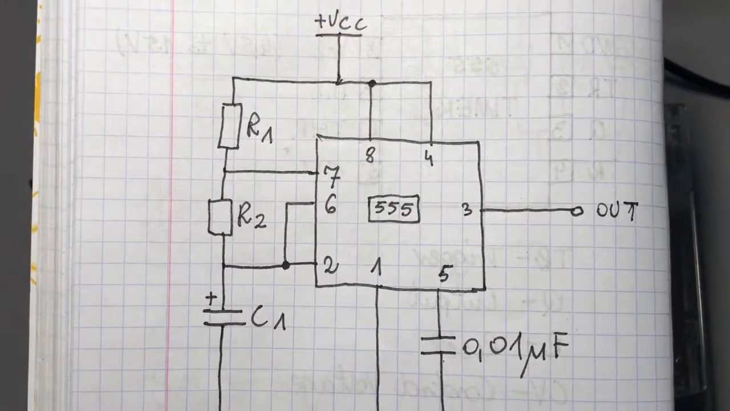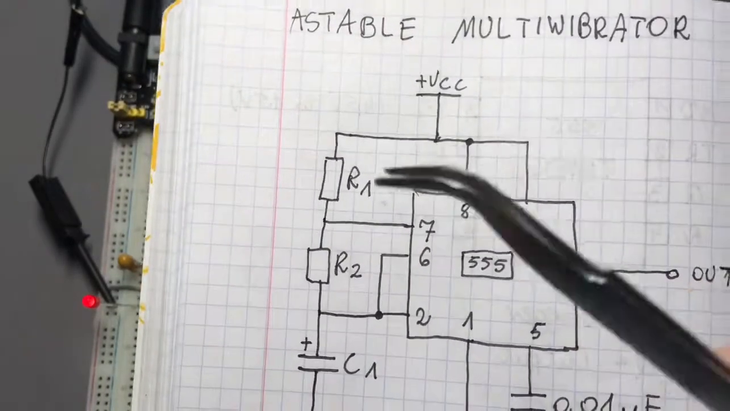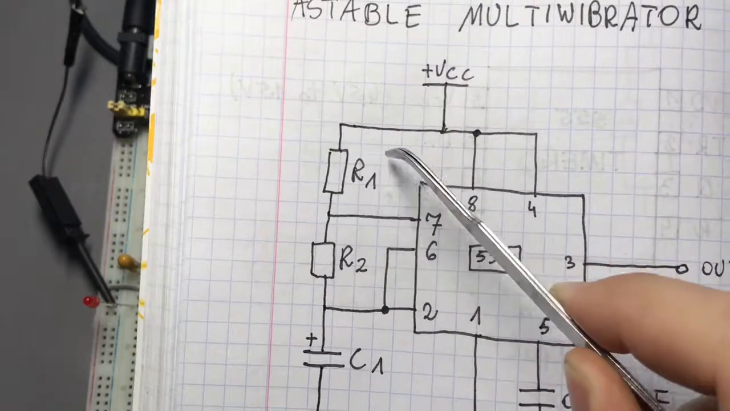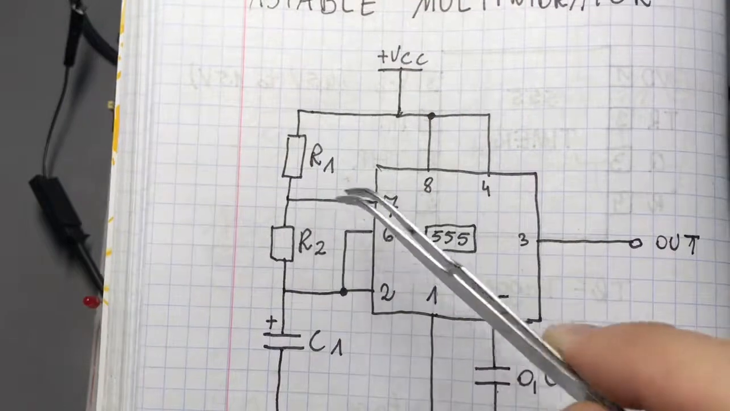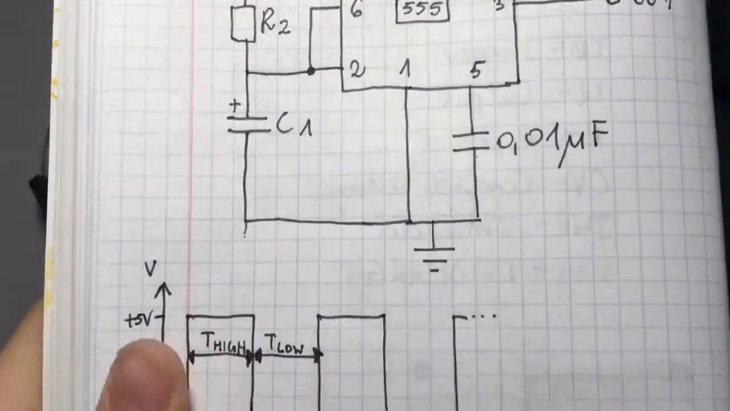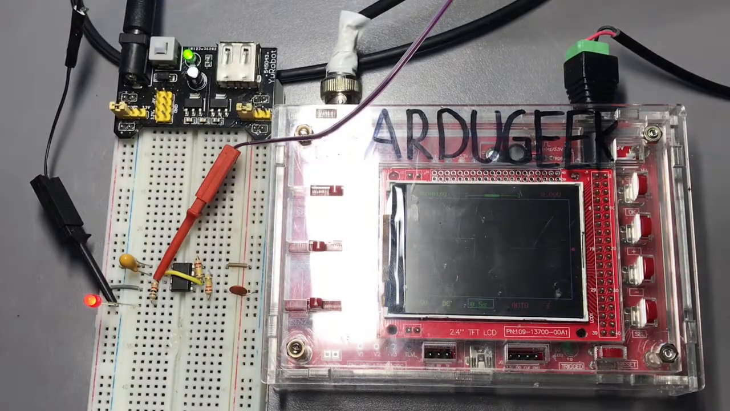So now I have built the astable multivibrator, and instead of R1 I have used a 220 kilo ohm resistor. Instead of R2 I used a 220 kilo ohm resistor, and C1 is 10 microfarad. And that's pretty much it. Here we have the circuit.